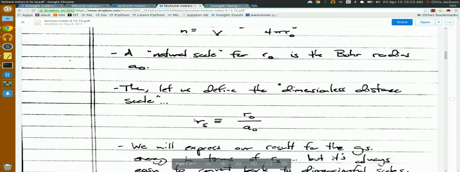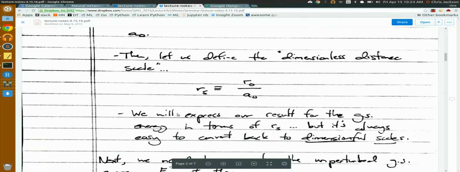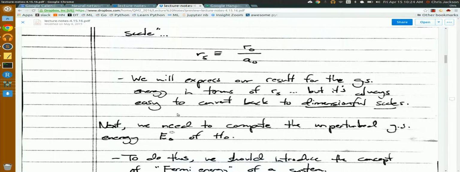This R_s. So here I'm writing R naught as A naught times R_s. R_s takes up the difference between A naught and R naught, but what I want to do is rewrite that in terms of R_s. So R_s is just given by R naught divided by A naught. You'll see why we want to do this a little bit later.